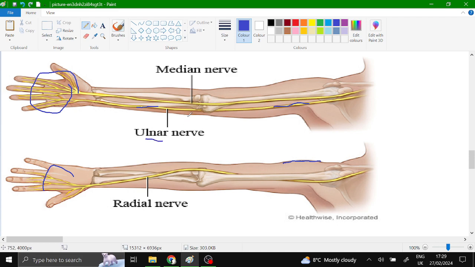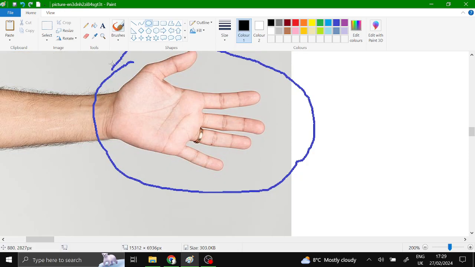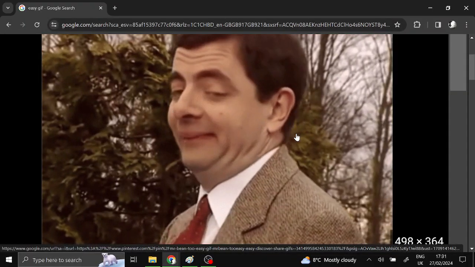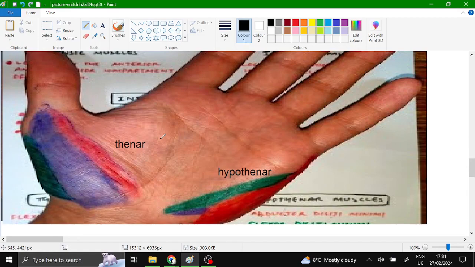The ulnar nerve runs where the ulnar bone is, and the median nerve runs in the middle, as we can see here. So we will start with the muscles that they are innervating in the hand region, mainly two groups of muscles. The first one is called thenar, and the second one is called hypothenar. To make things easier, for the thenar muscles there are three muscles, and for the hypothenar there are three muscles. The thenar muscles will control the thumb region, and the hypothenar will control the little finger.